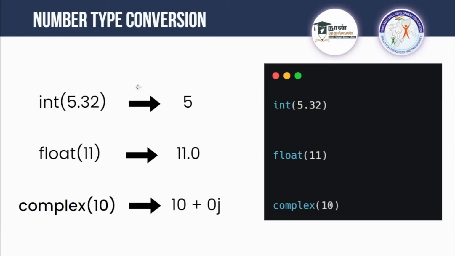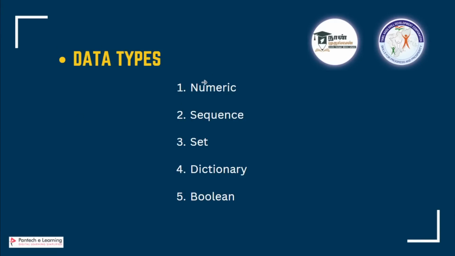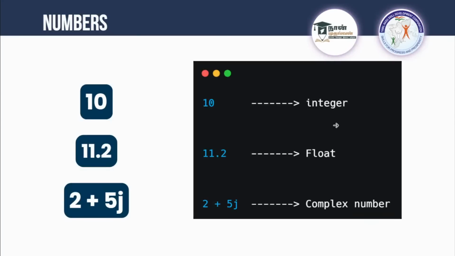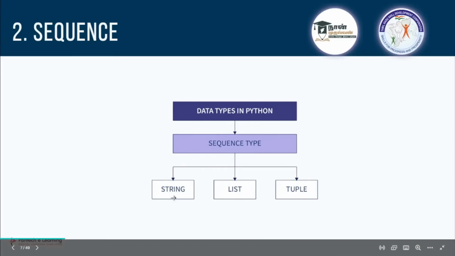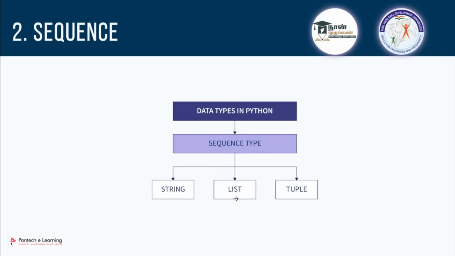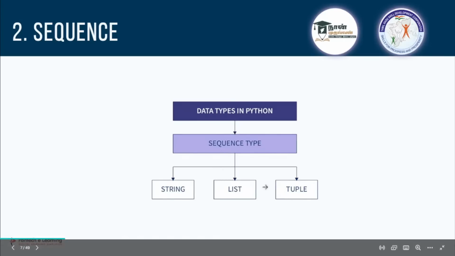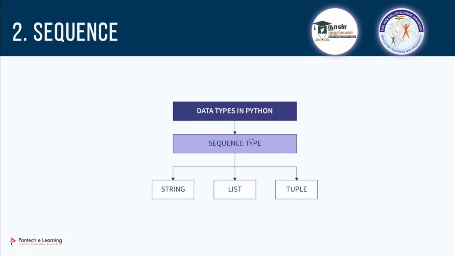So we have completed the numerical data type, the first type of data. Next we will be moving on to the sequence. Regarding sequence in Python, this is another type of data which comprises three things. The first one will be a string, the second one will be a list, and the third one will be a tuple. So there are three things inside this sequence type.